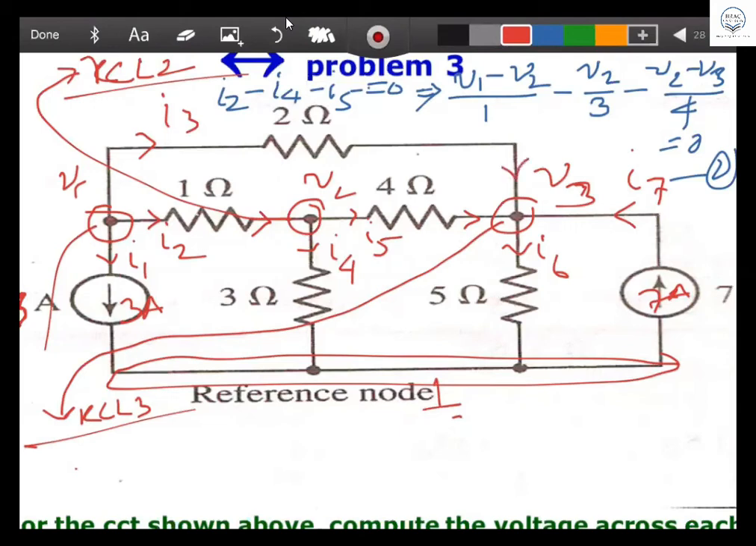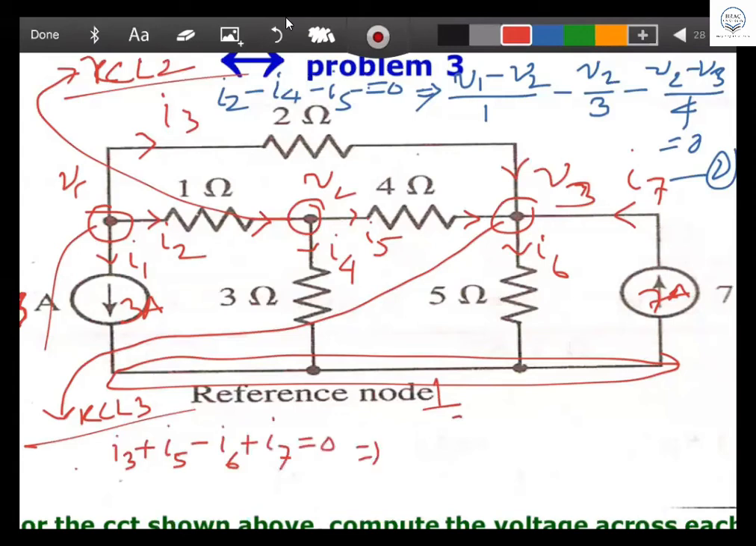So 4 currents means I5, I3. I3 and I5 are coming in. I6 is going out, and I7 is coming in. Coming in, you write plus. So this is the thing. You understand it.